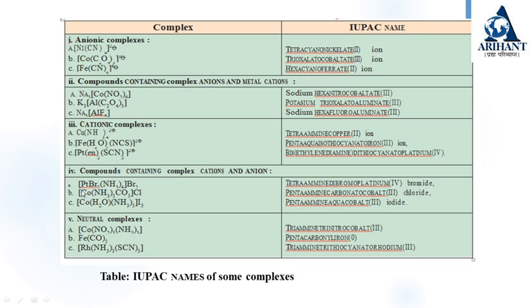Lastly, neutral complexes. So see this example, Co(NO2)3(NH3)3. So we will write triammine trinitro cobalt 3. So in ammine and nitro, ammine will come first alphabetically. So we have written triamminetrinitrocobalt(III). Okay. So you should learn how to write IUPAC names of some complexes.